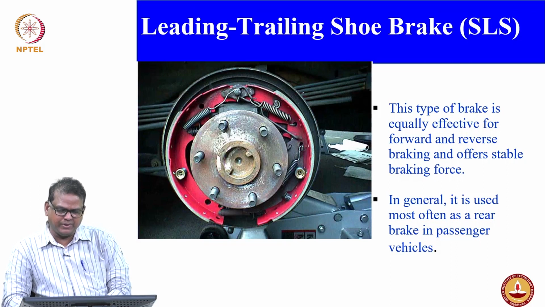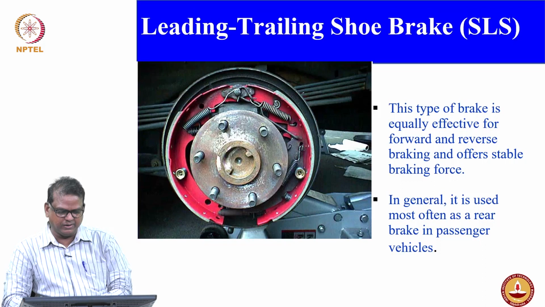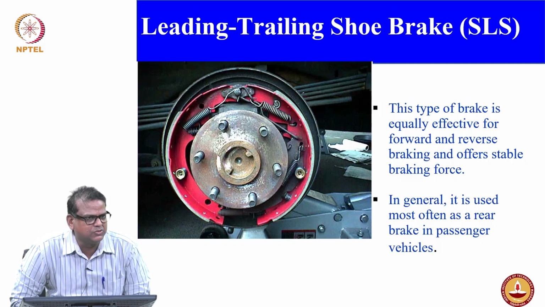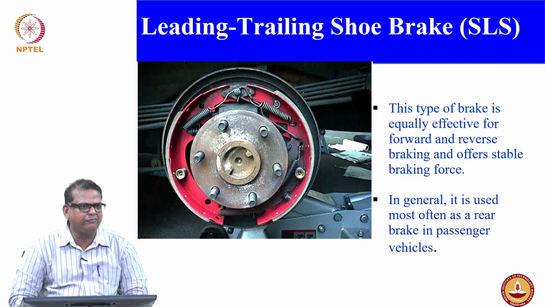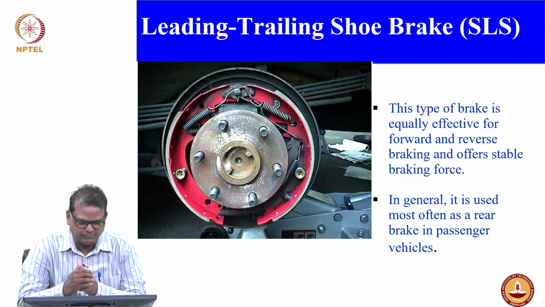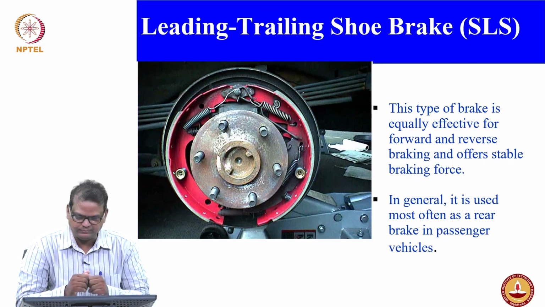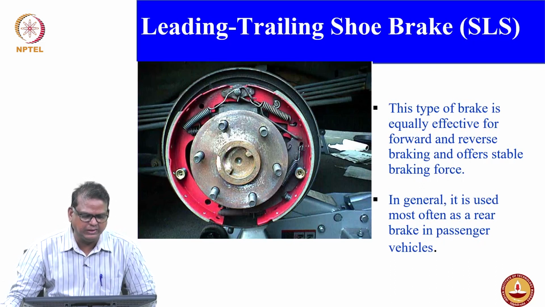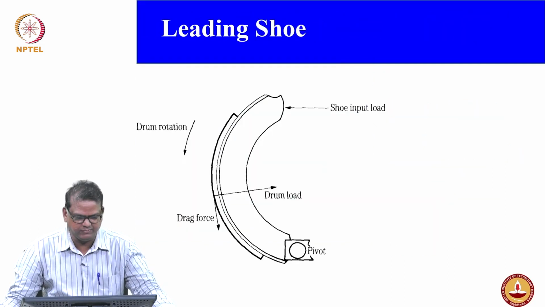This type of brake is equally effective for forward as well as reverse braking and offers a stable braking force. In general, it is most often used as a rear brake in passenger vehicles. That's true. Drum brakes are always preferred at the rear rather than the front axle. At the front, usually disc brakes are arranged. Now we'll explain why this is called a leading and trailing shoe.